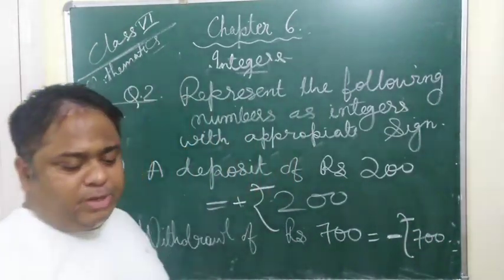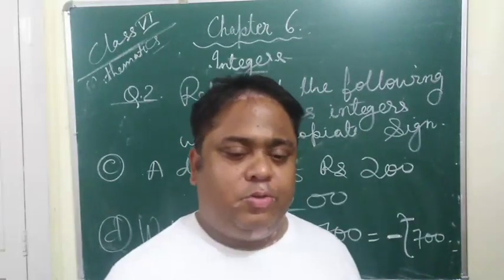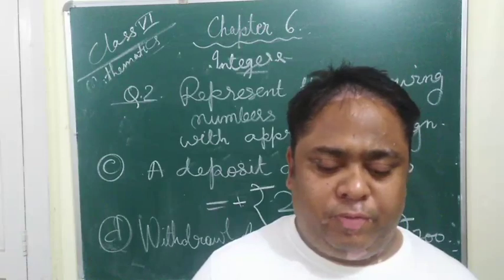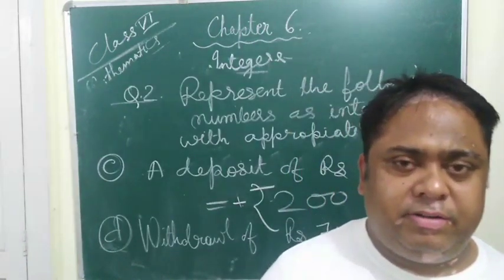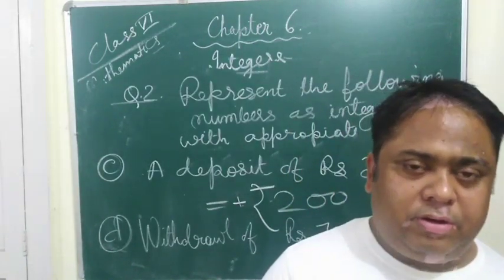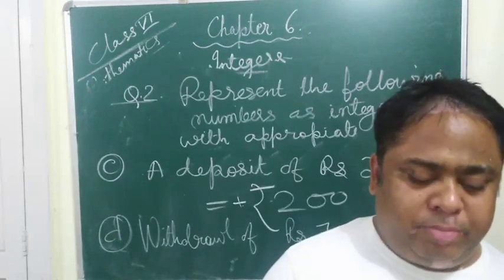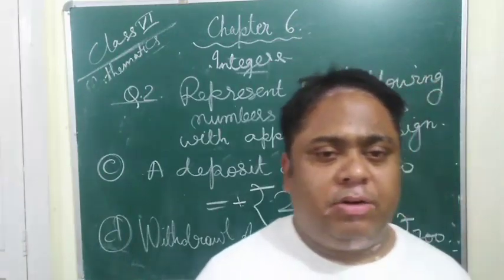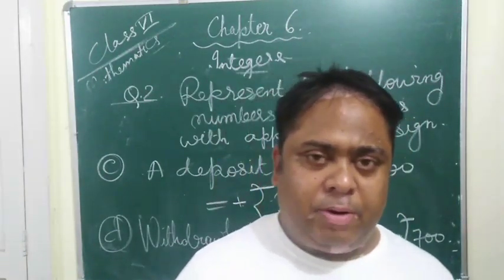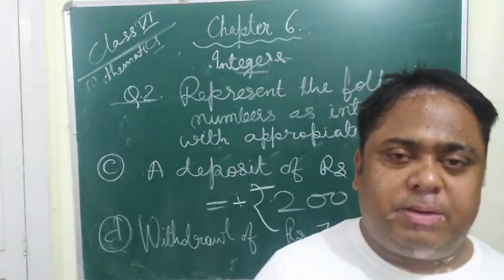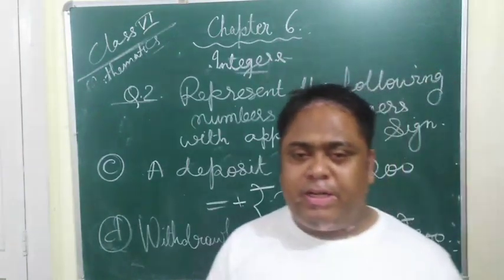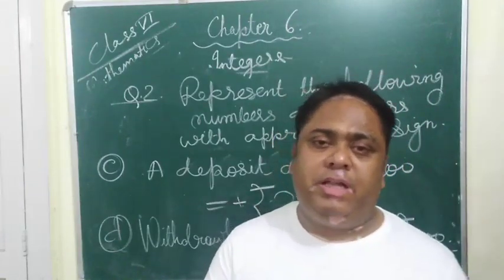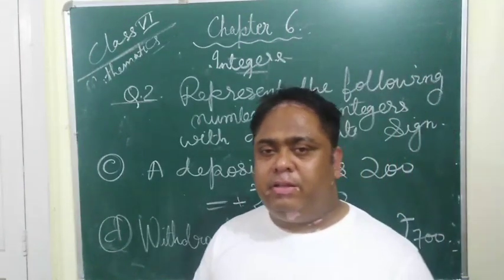So where do we deposit money? We deposit money in the bank. So when you go to the bank and deposit money, in the passbook they will write plus 700, or under the column of deposit they will write 700. But when you take out money, either they will put a minus or they will put that amount in the withdrawal column and subtract it. So taking out money is negative and depositing money is positive, because when you deposit money, money increases. When you withdraw money, money decreases.